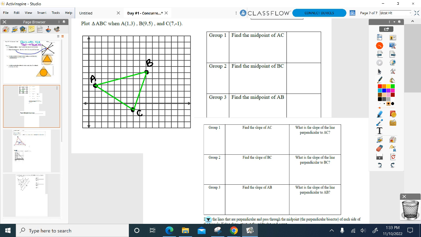Okay, here's the first job. You're going to find the midpoint of your respective side. So group 1, you're going to find what the midpoint of AC is. Group 2, only find the midpoint of BC. And group 3, only find the midpoint of AB. Oh, what's the midpoint formula? Not my job. I'll meet back in about 2 minutes. Go ahead. Find the midpoint of each side.